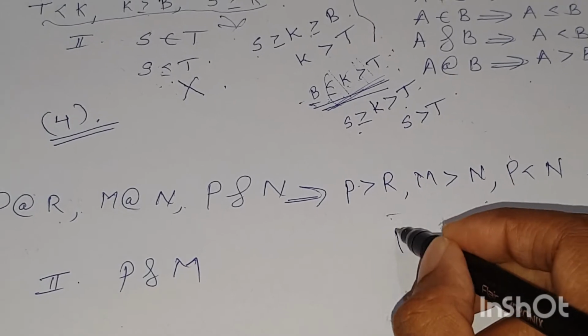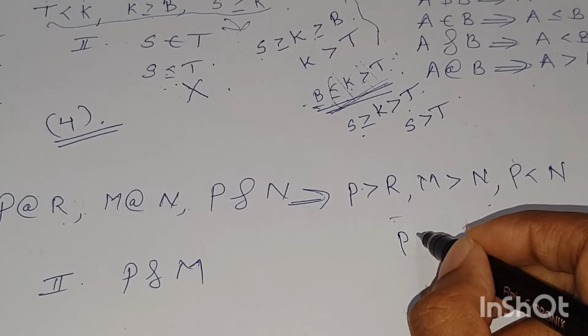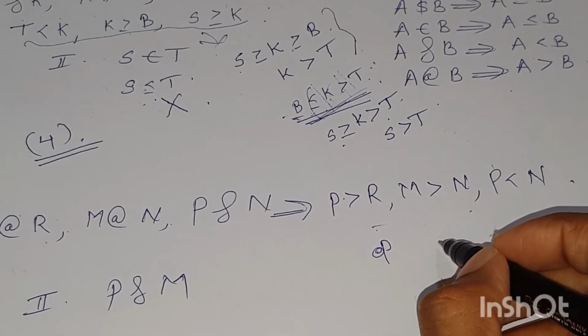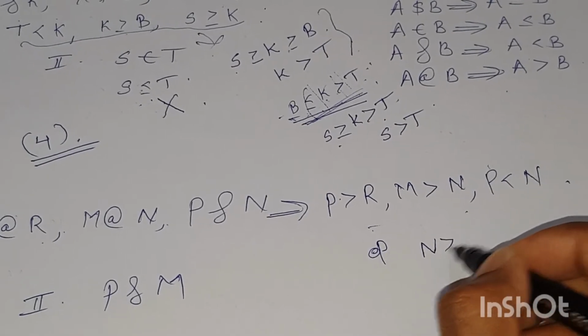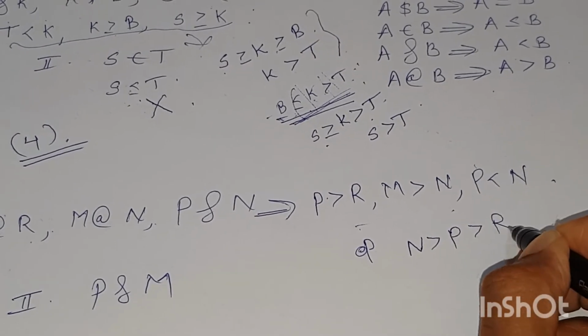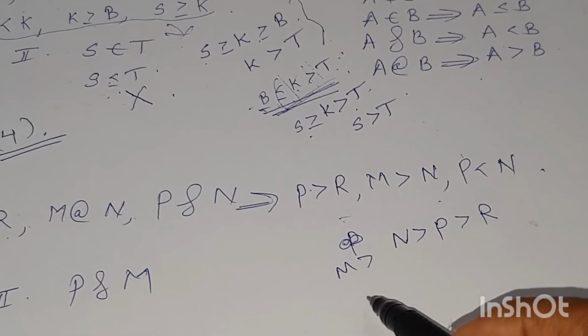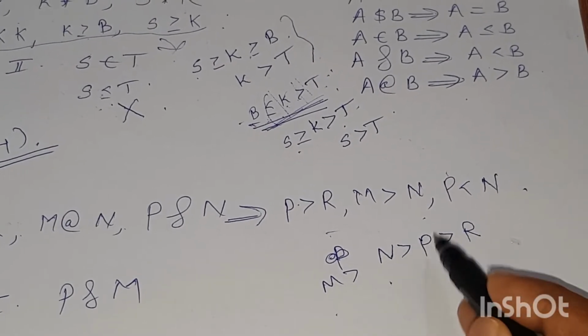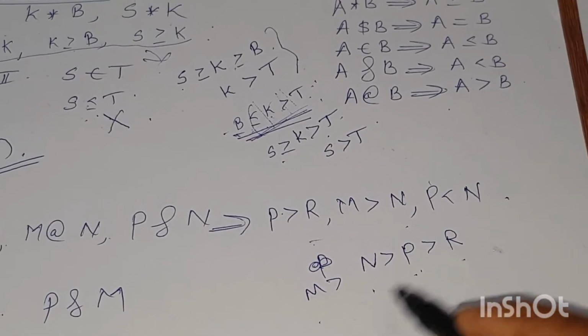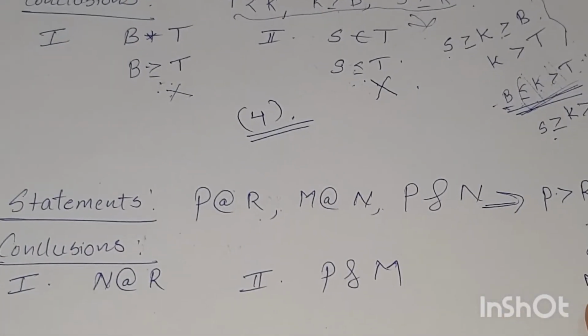N is greater than P. P is greater than R. Okay. And M is greater than N. So we can rearrange it like this: M is greater than N and that N is greater than P and that P is greater than R. Understood? Now the conclusions. N at the rate R.